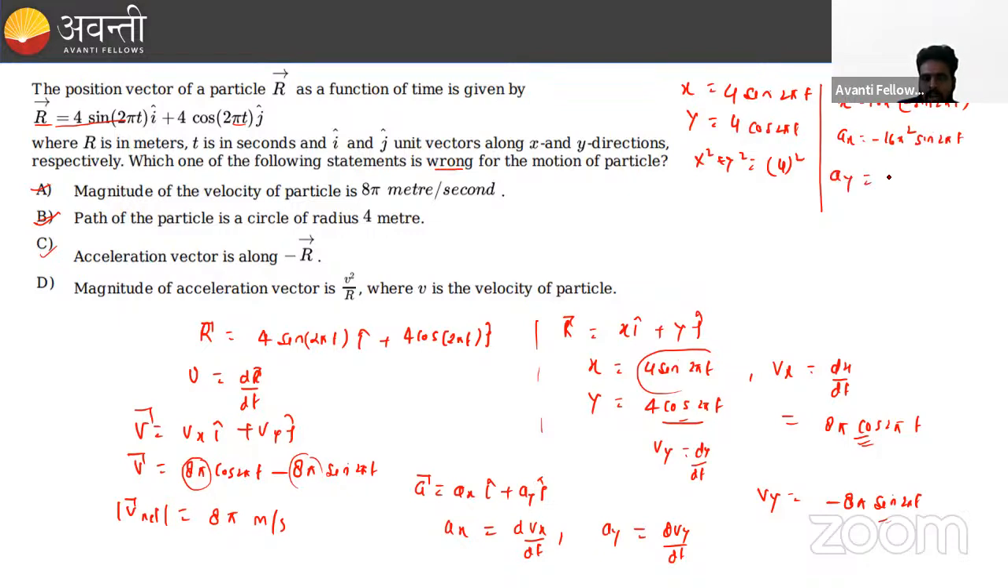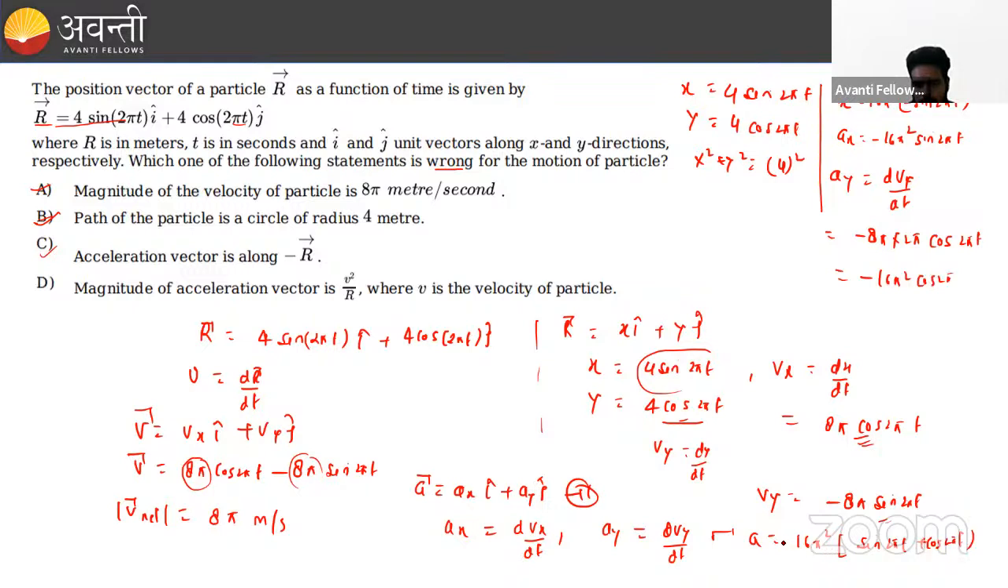In order to find ay, it can be written as dvy upon dt, which is minus 8 pi into 2 pi, and the differentiation of sine 2 pi t by chain rule is cos 2 pi t. Again this will become minus 16 pi square cos 2 pi t. If we put this in the equation of acceleration, taking 16 pi square common, the value becomes sine 2 pi t plus cos 2 pi t, and we put the minus sign outside.